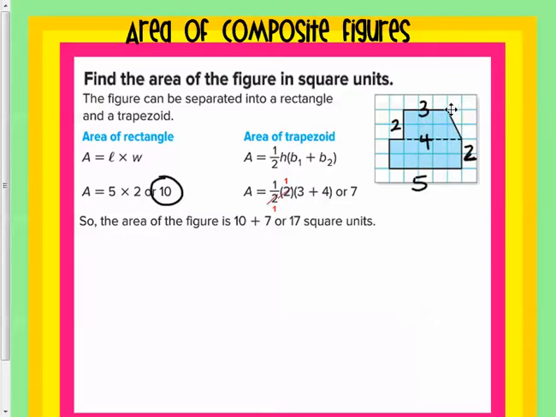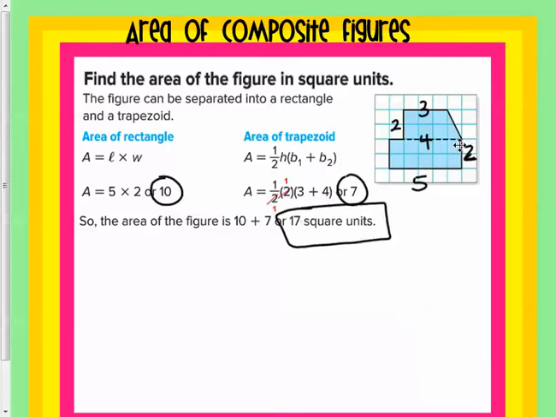If I extend this length out 4 units, and this length out 3 units, and then connect them, it looks like a parallelogram. But I have to account for that by dividing by 2. That's where that formula came from. So either way, 3 plus 4 is 7, times 2 is 14, cut it in half is 7. Add them together and we get 17 square units.